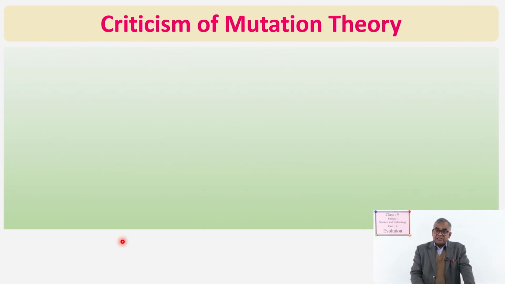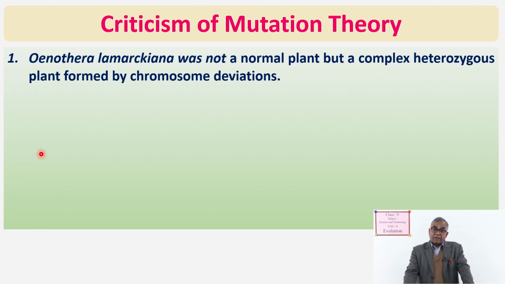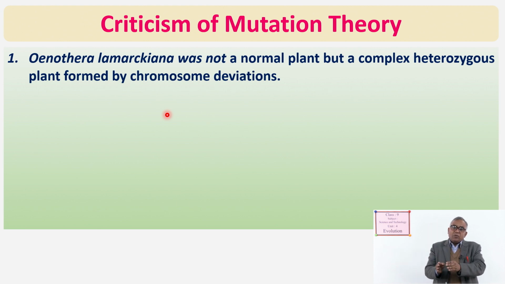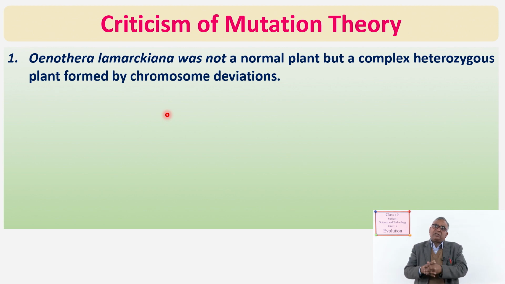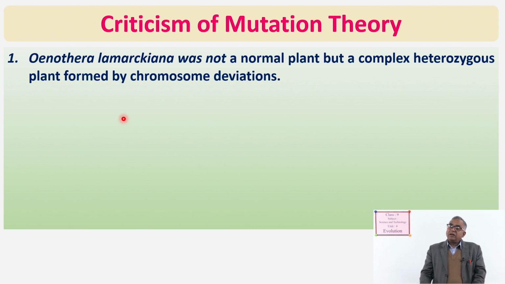What is the criticism of mutation theory? First, the plant selected by him, Oenothera lamarckiana, was not a normal, common plant, but a complex heterozygous plant formed by chromosome deviation. That means, due to a change in chromosomes inside the plant's body, this plant was formed which was not homozygous. The chromosomes were not of similar characters, in the number of characters carried by them. Such traits were found in Oenothera lamarckiana.